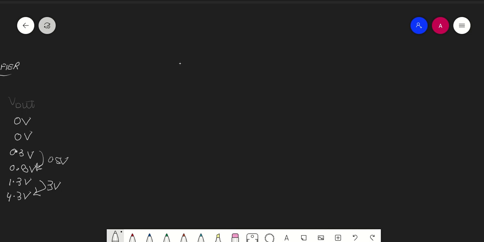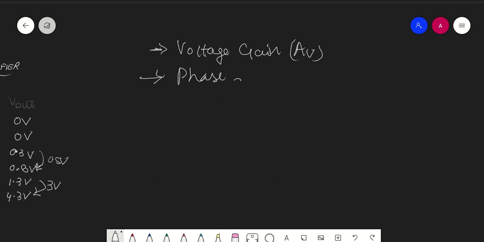So today's lab is about finding two things as we did in the last lab. There's a voltage gain AV, and the second thing is phase difference, which you have to find between input and output.